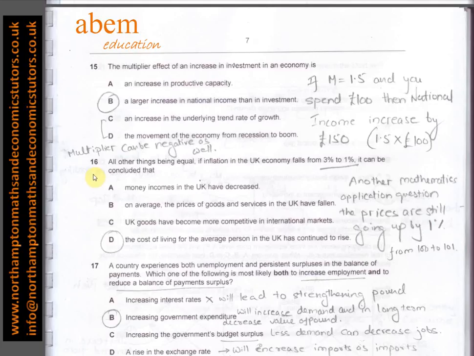In question number 16, all other things being equal, if inflation in the UK economy falls from 3% to 1%, it can be concluded that the cost of living for the average person in the UK has continued to rise. Though it has fallen down by 2%, the prices are still going up. So let's say, for example, if a Mars bar was £1, it'll become £1.10.